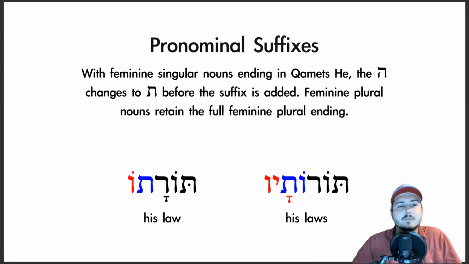Here's going to show it. With feminine singular nouns ending in qamets hey, the hey changes to a tav. It strengthens before the suffix is added. Feminine plural nouns retain the full feminine plural ending, like you see down here at the bottom of the page. Torotav and torot, torato, torat, torato, torotav, his laws.